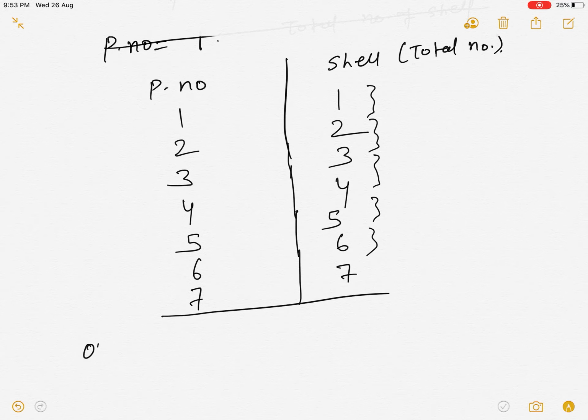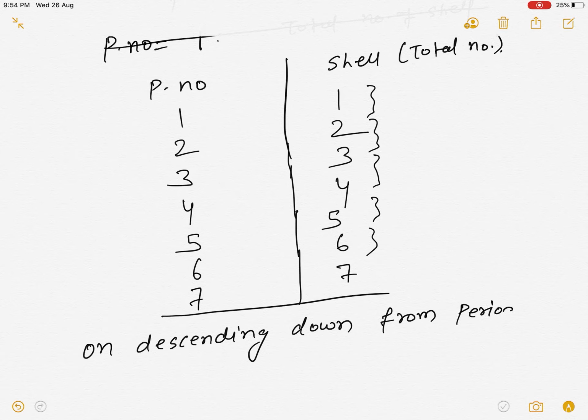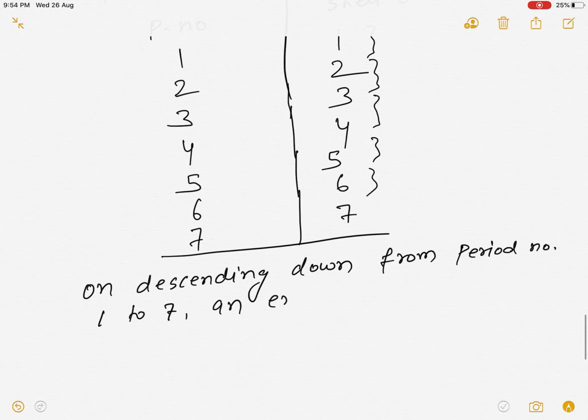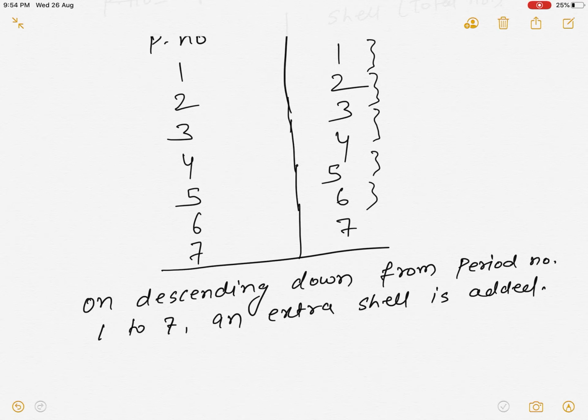So we can say that on descending down from period number 1 to 7, an extra shell is added, right? An extra shell is added as you go down, as you descend from period number 1 to 7. So we'll keep that in mind. We are going to use this particular concept in the periodic properties chapter. So that's how you find the period number.